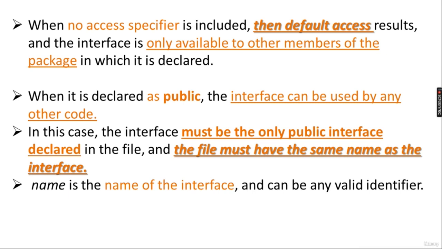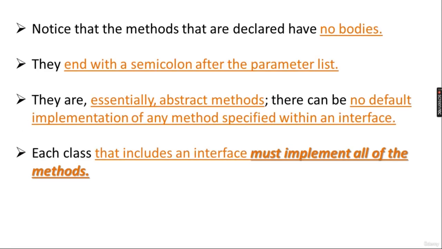When an interface is declared as public, first of all, you will write the interface in a separate file. Have you understood this? After that, what will happen? If you are writing that particular interface with public access specifier, its name must exactly match the name of the Java file, and it must be the only public interface in that file. Okay, name is the name of the interface, and it can be any valid identifier following the rules of identifiers.